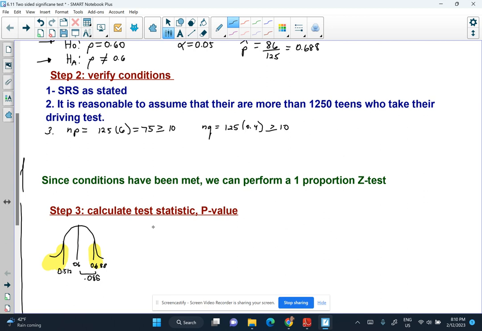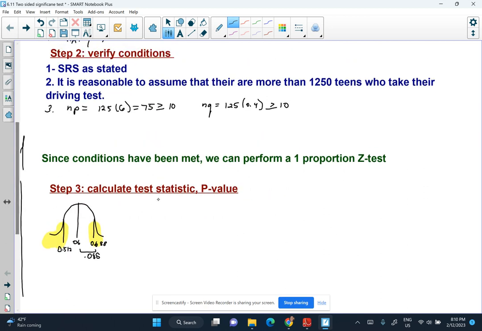So the goal of section 3 is to calculate that p-value. So what's the probability that our sample statistic is not 0.688? Because it's a two-sided test, we're actually going to be doubling our p-value since the normal curve's symmetric. So this is the same thing as 2 times the probability that p hat is greater than or equal to 0.688.